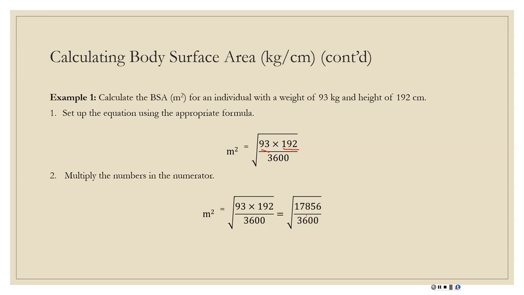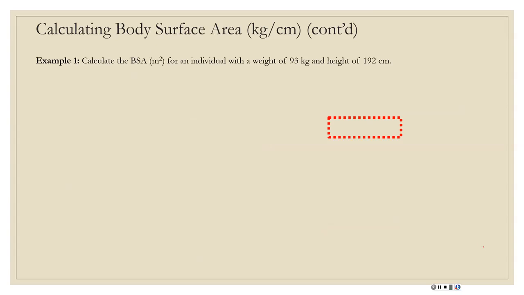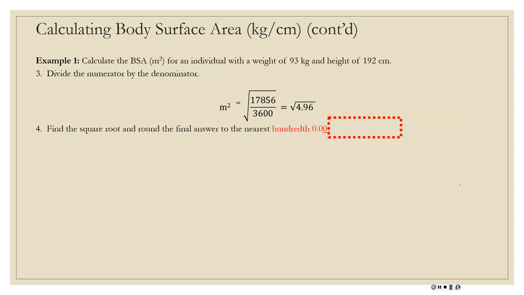17,856. We're going to take that divided by 3,600, because 3,600 is always what we divide kilograms and centimeters by for this type of problem. After we divide that out, we get, oh, my box is a little bit wrong there. So we multiply that out, and we get 4.96. And now we need to figure out the square root of 4.96. When you figure out the square root, you're just going to keep that 4.96 in your calculator, and you're going to push the square root function.